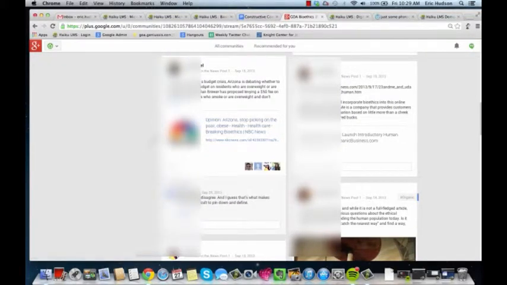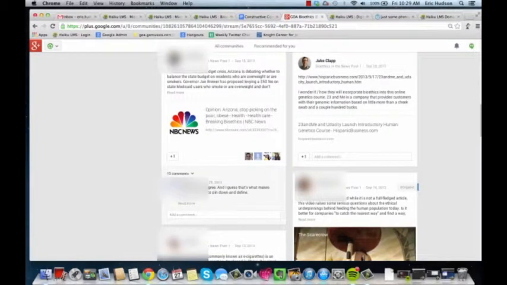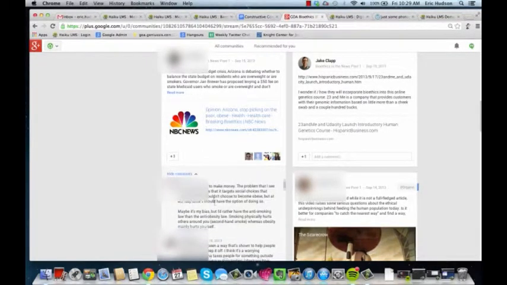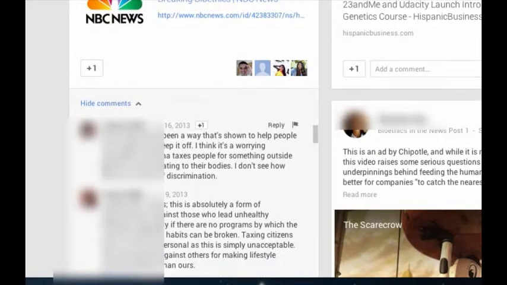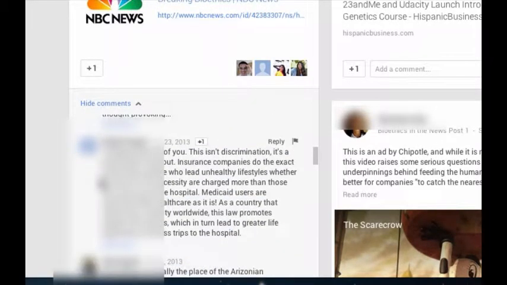So here, someone posted about a law in Arizona, about anti-obesity law. And the students are supposed to comment twice, but what you'll find is that sometimes, as in this case, they get really into it. And so you've got a couple initial comments, but then students are chiming in, and there's a whole thread going back and forth.